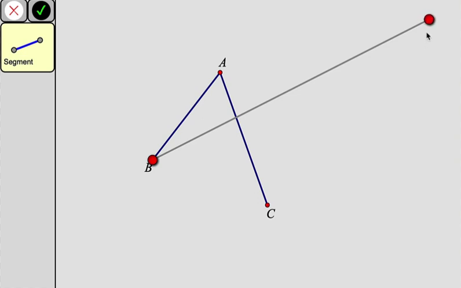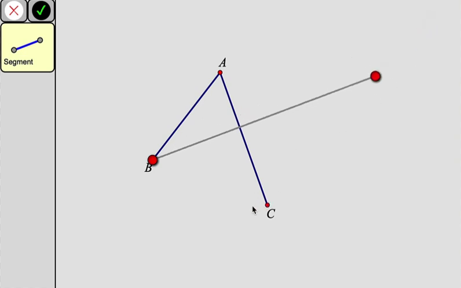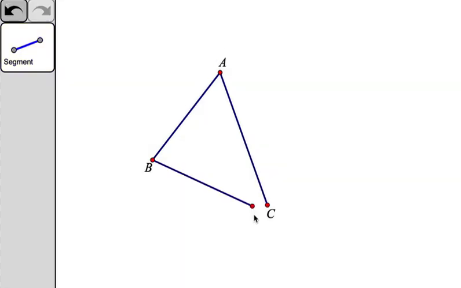Now the other endpoint is glowing. I'll tap to attach it to point C. But oops, I didn't tap in the right place. The 2 points are not attached.